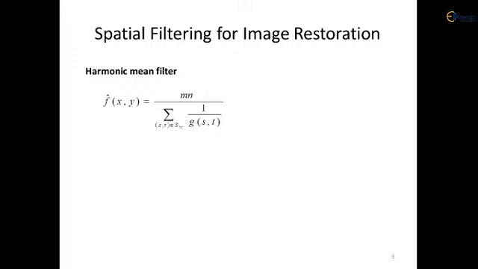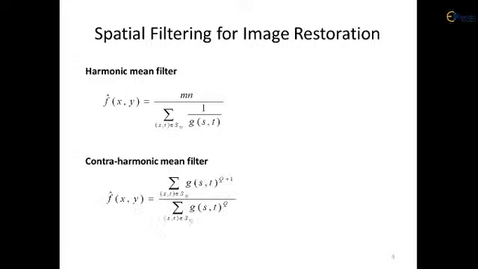After the harmonic mean filter, we have the last type of mean filter that is popular, and somewhat a modified form of the harmonic filtering, known by the name contra harmonic mean filter. Here is the mathematical expression for how we obtain the output of the contra harmonic mean filter. f cap of x comma y is obtained by the numerator, the summation over g as a function of s comma t to the power capital Q plus 1. In the denominator we again have the summation over g as a function of s comma t, where the power is capital Q only.